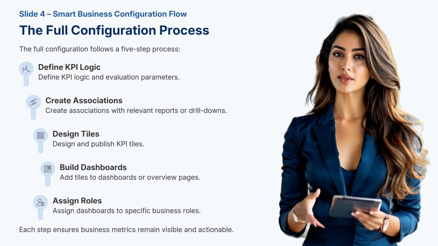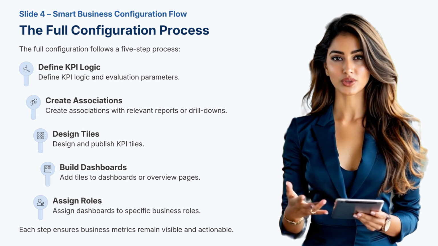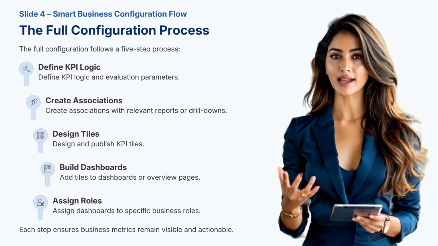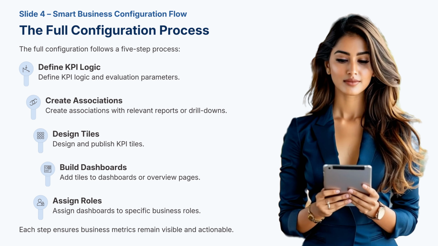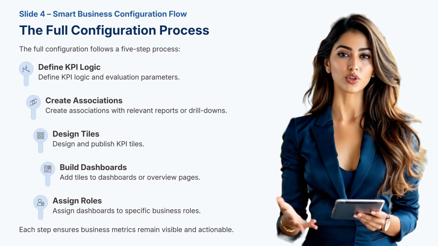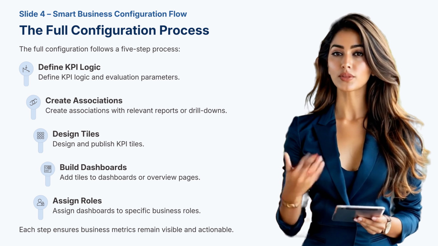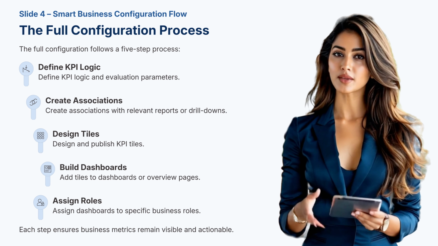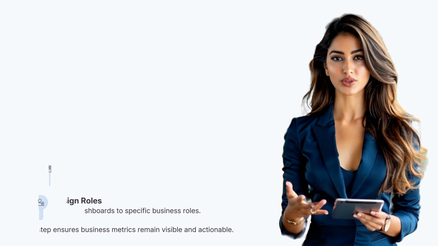Smart Business Configuration Flow. Every KPI journey follows 5 essential steps: define logic, create evaluations, link associations, design tiles, and assign dashboards. This flow ensures every performance metric moves seamlessly from design to delivery. Each stage is connected. Skipping one often leads to data gaps or reporting failures.